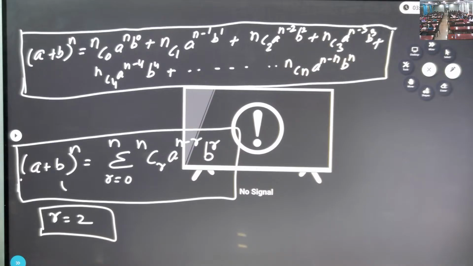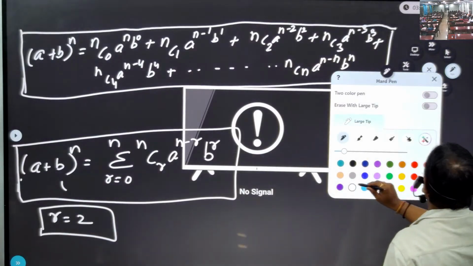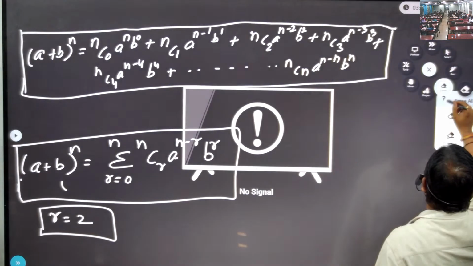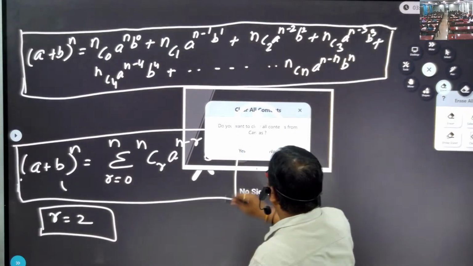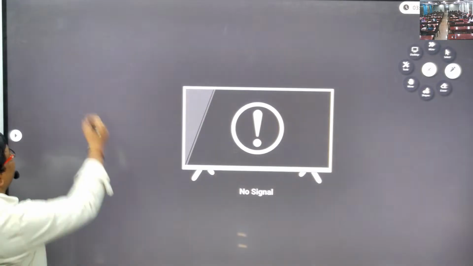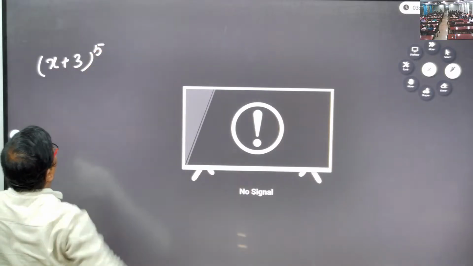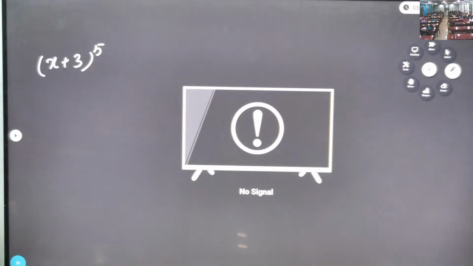Write the equation. Find the binomial expression for x plus 3 power 5. Okay? The binomial expansion of x plus 3 power 5, right?